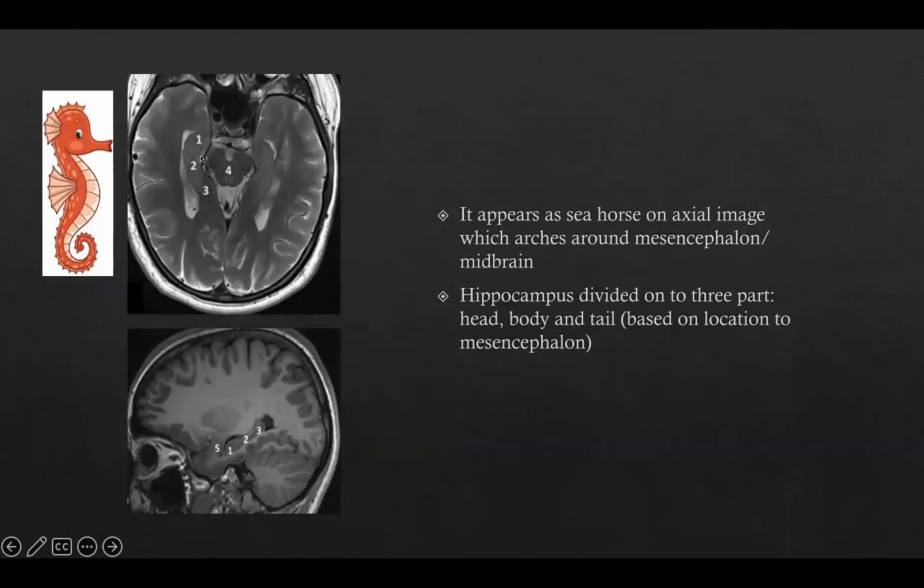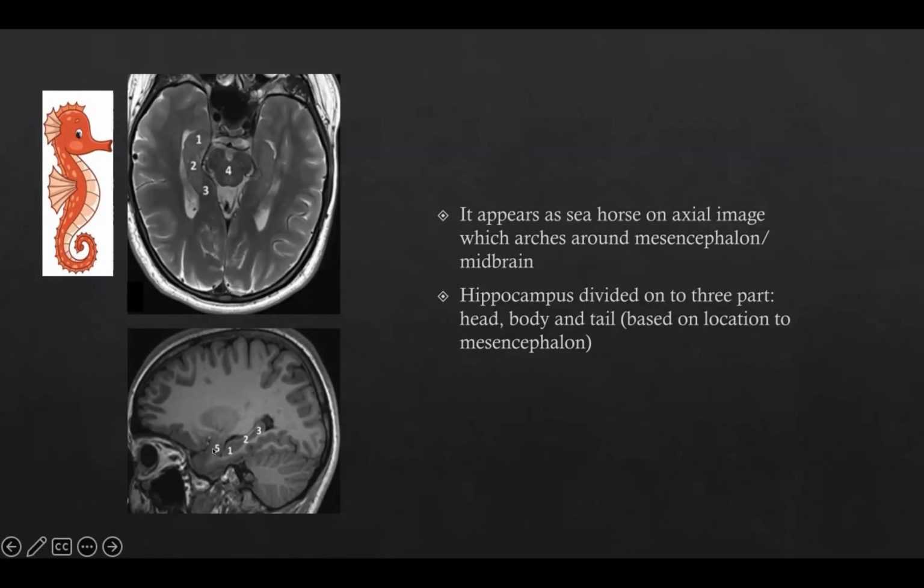On imaging, if you look at the hippocampus on the axial plane, it appears as a seahorse. So this is the hippocampus with seahorse appearance. And it can be divided into 3 parts according to its relation to the midbrain. If it's anterior to the midbrain, we call it the head of the hippocampus. If it's in line with the midbrain, that's the body. And if it's posterior to the midbrain, that is the tail. Usually we will compare right and left.